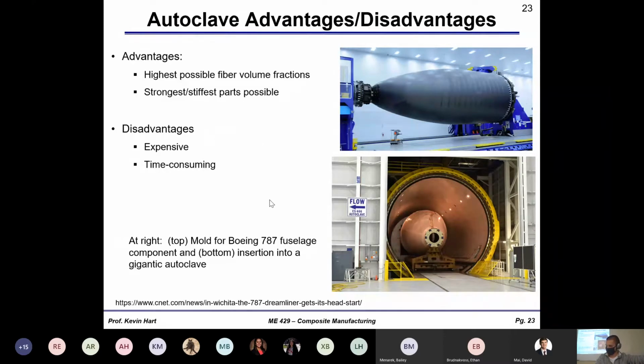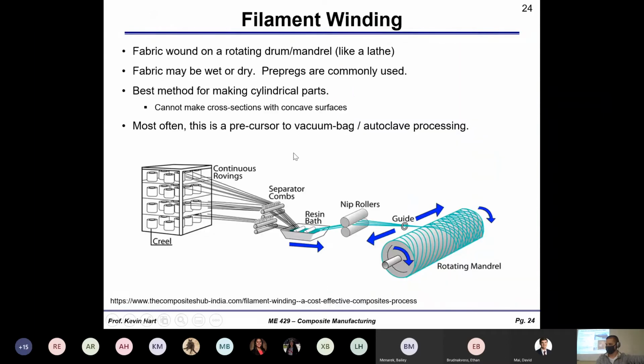Right. So that gives you an idea of how big these autoclaves can be, especially for these huge materials. Yeah, pressure relief valves probably a good option. Okay, so that's autoclaving. Useful for making the most expensive but best materials.